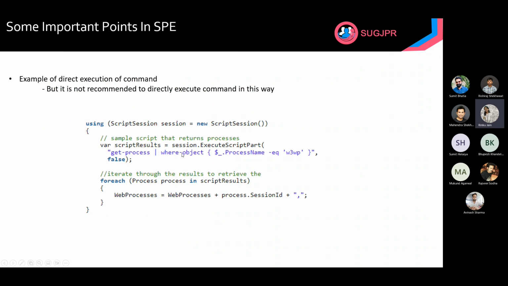And if we don't want that, this is an example of how we can directly use the cmdlet. Here we are using the Get-Process cmdlet, and then we are having Where-Object over there. So we have this query and then we are saying it as false. So we are having the result in the script result object. And now we can simply iterate all the processes one by one and show that on the UI. So like this, we can utilize the script in our C# code.